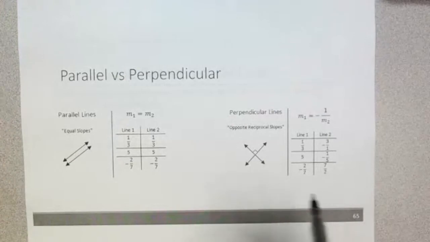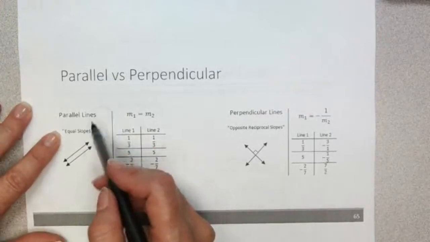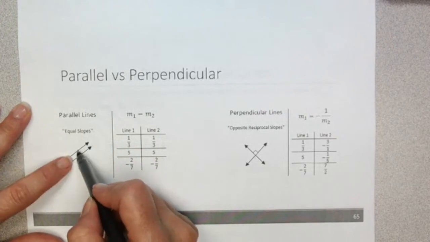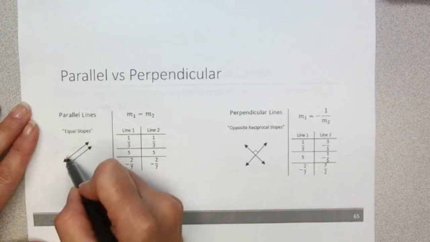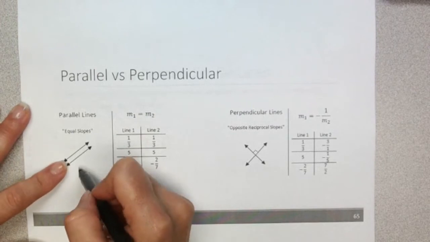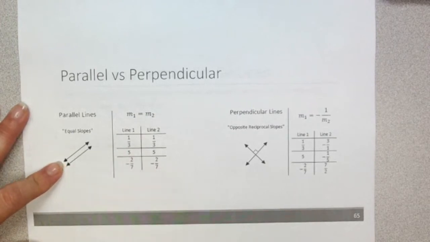It has a nice summary here. What are parallel lines? Parallel lines, of course, are like railroad tracks. They're lines that never intersect, and the slope of those lines is equal. The measure of slantedness on that line is going to be equal, or the rate of change on that line is going to be equal.